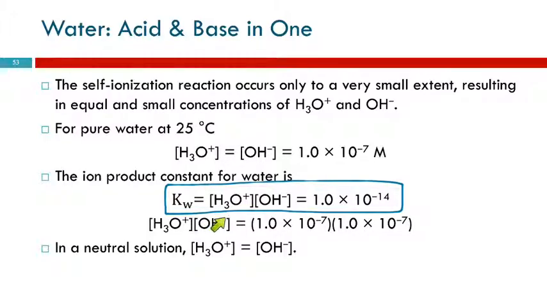Now, hydronium and hydroxide do not always have to be equal when it's not pure water, but their product will be the same. So it's an ion product constant. The product of these ion concentrations is a constant. In a neutral solution or in pure water, those concentrations are equal.